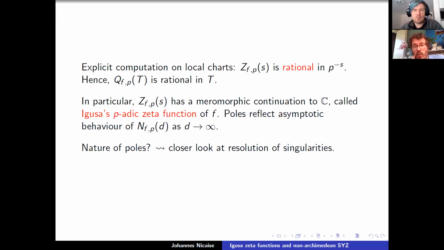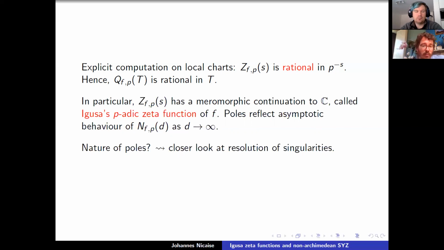So, since our integral is rational as a function of p to the power minus s, it has a meromorphic continuation to the complex plane. And so this meromorphic continuation is still called Igusa's p-adic zeta function. And by the relation between the zeta function and the generating series, we can say something about the asymptotic behavior of the coefficients of the generating series, our numbers of solutions of congruences modulo powers of p, by studying the poles of Igusa's p-adic zeta function.